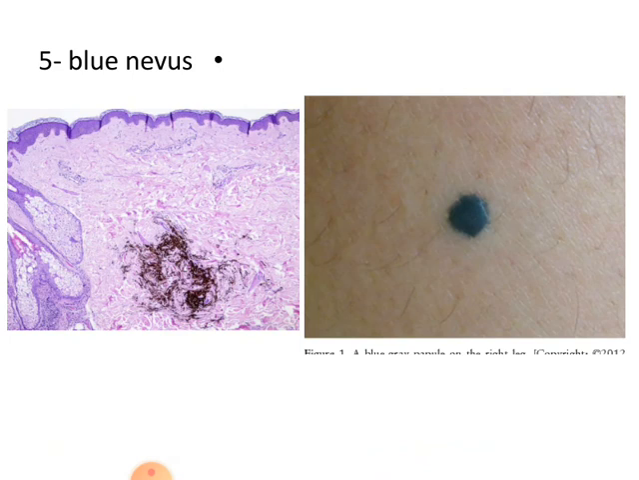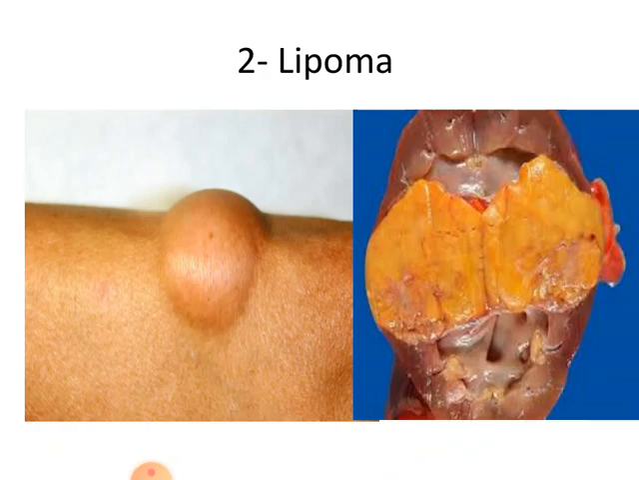Lastly, blue nevus. In blue nevus, the melanocytes are spindle-shaped and present deeply in the dermis, forming a blue color nevi. The treatment of benign melanomas is excision for cosmesis or excision for fear of turning malignant. This is the common benign skin lesions.